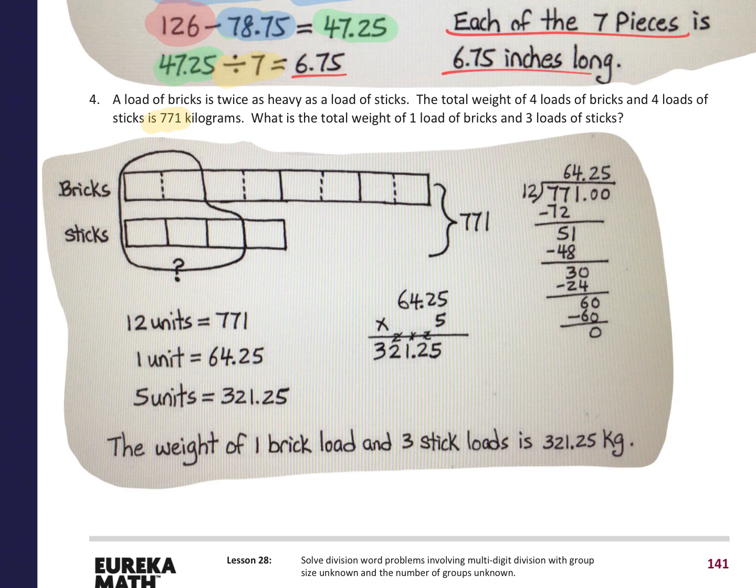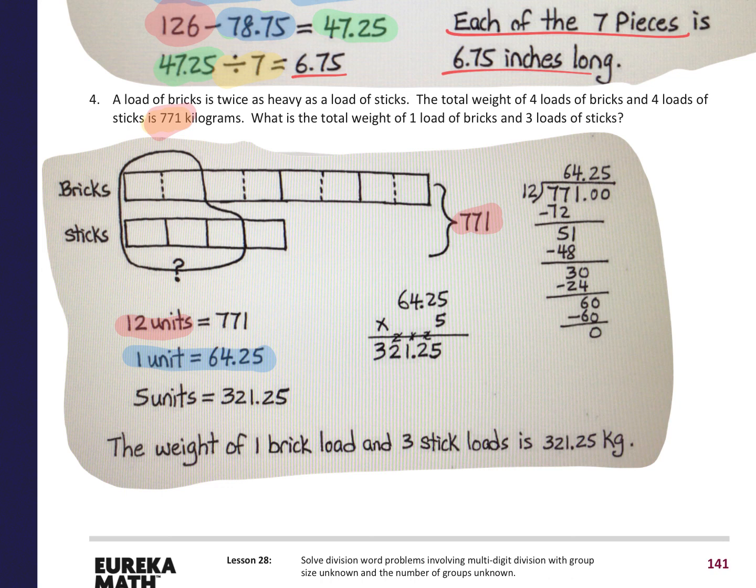So here I got the answer for you. The weight of 1 brick load and 3 stick loads is 321 and 25 hundredths kilograms. So like I said, we know 771 kilograms all together, right? And I know that I've got 12 units, right? 12 units. And so I'm going to divide 771 divided by 12. And then I'm going to find that that's going to give me 64 and 25 hundredths of a unit, right?